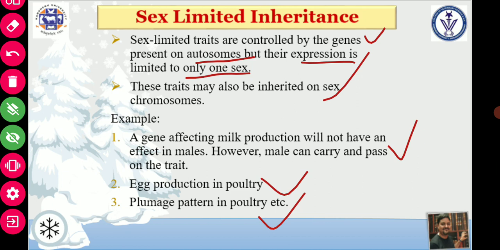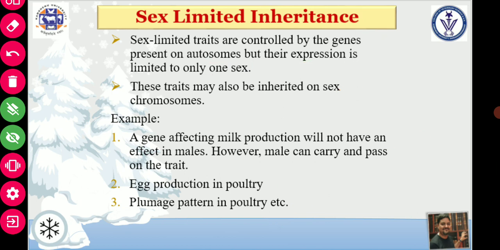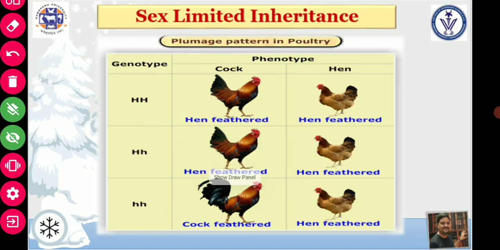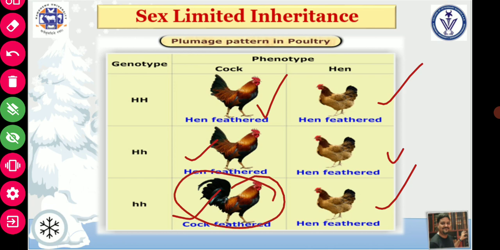In plumage pattern you can see the male are having different plumage and female are having different plumage. I will show you one diagram in the next slide, and you will see the plumage pattern. This is the plumage pattern. You can see the hen feathered, cock feathered, hen feathered. So here you can see the effect of sex. In male, the recessive genotype will form the cock feather, whereas in female it will always be hen feather. So this is the example of sex limited inheritance, the plumage pattern in the poultry.